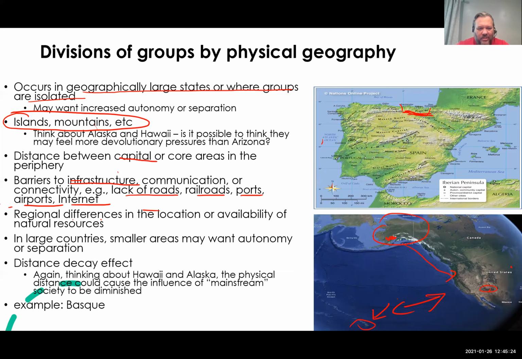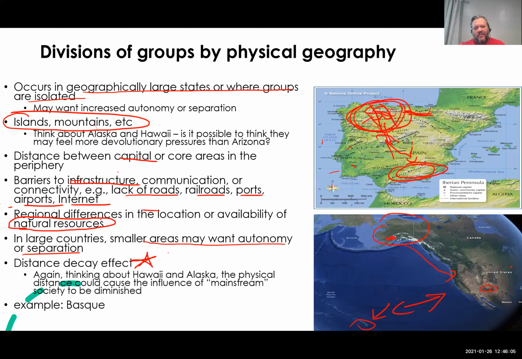You could have regional differences in natural resources. Let's say that this area up here, and I'm just making stuff up at this point, was very rich in resources, lots of cash up there, and let's say that this one was very poor in resources. This country up here may say, look, we don't want all of our money going down into here, and that's the idea. Or this country might say, we don't like that they're keeping all this money, whatever it is. So if you have differences in natural resources within a certain country, that could cause it. In larger countries, some smaller areas may want autonomy or separation. We've talked about that already.